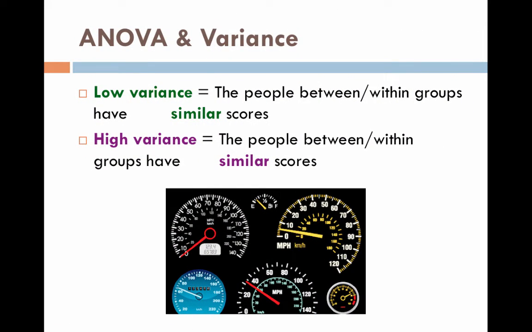And so when you think about this, when we talk about low variance in ANOVA, would you think that this is people between or within groups that have very similar scores or less similar scores? And conversely, if we're talking about high variance within our ANOVA, if we had high variability, the people within our groups or between our groups have, what do you think, very similar scores or less similar scores? Go ahead and pause this video and think it over for a second and see if you can figure out what the answer is.